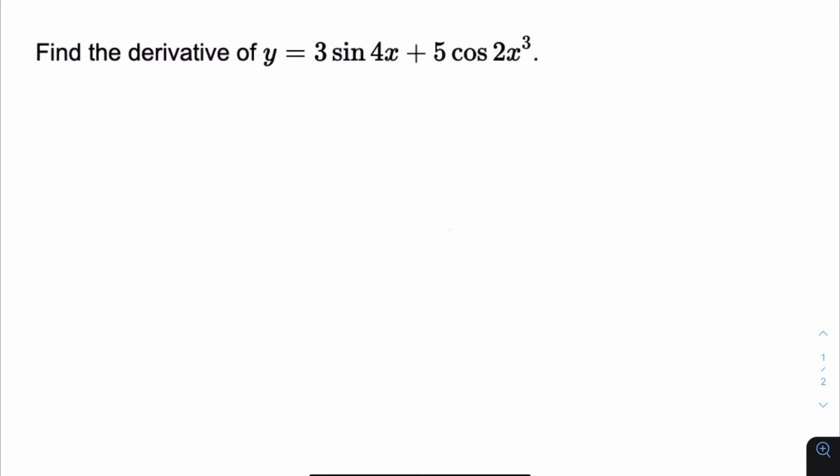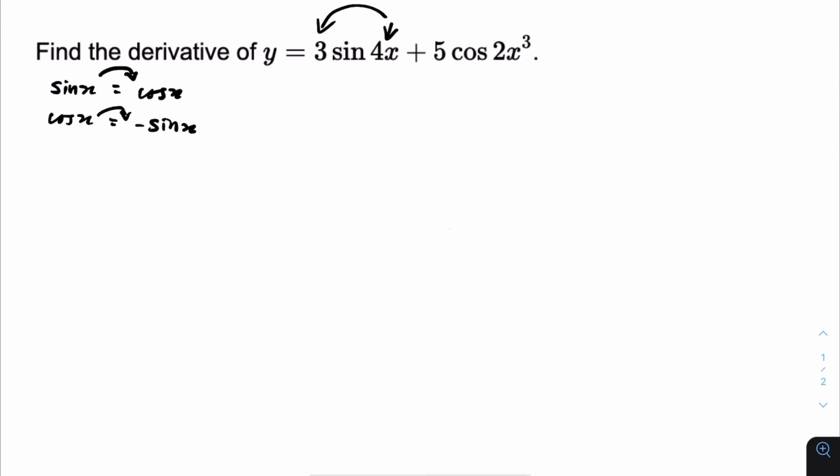Find the derivative of y equals 3 sine 4x plus 5 cos 2x cubed. So this is actually not a very difficult problem, because if we recall, sine of x is equal to cos of x when differentiated. I'll draw an arrow to show process. Cos of x when differentiated gives negative sine of x. And remember, you multiply whatever's in the brackets over here.